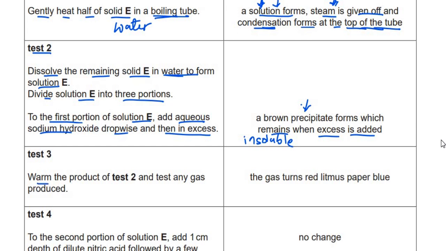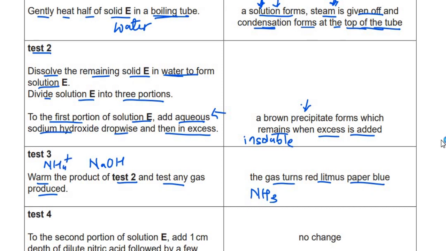Now test 3 says warm the product of test 2, that is the mixture which we have obtained after the precipitate. Test any gas produced. The gas turns red litmus paper blue. That shows that if any gas produced turns red litmus paper blue, then obviously the gas produced is a basic gas, and that is ammonia gas. Ammonia is produced on heating any compound with NaOH, and if it turns red litmus paper blue, then the compound should have NH4+.